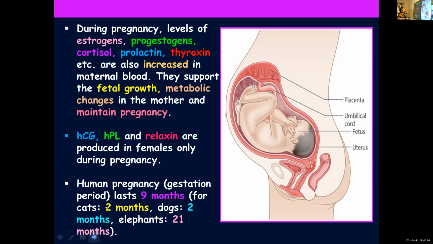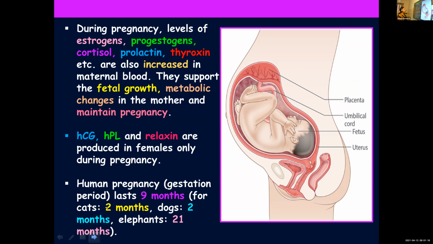But this gestation period is different for different animals. For cats, it is just 2 months, dogs just 2 months, but elephants 21 months. Elephants have a very long gestation period when compared to other animals and human beings.